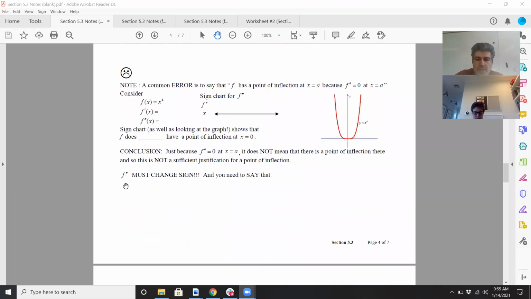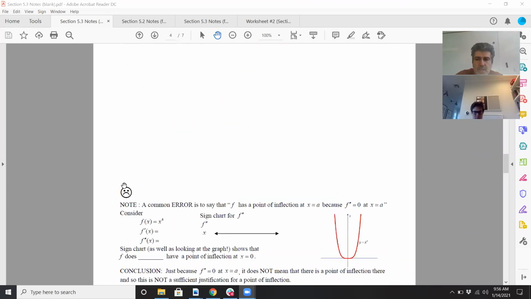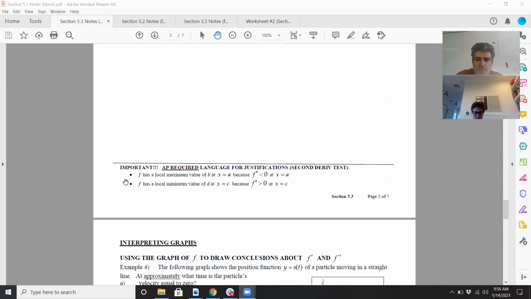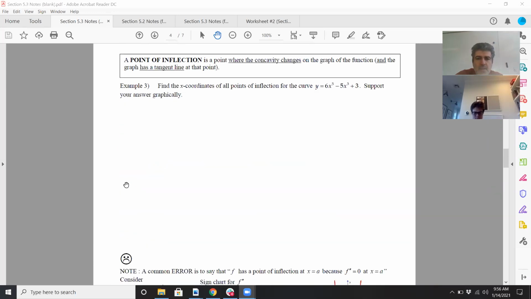Points of inflection. Let's talk about that, then do the second derivative test, and we'll take a break there. A point of inflection is where the concavity changes. So a point of inflection is when y double prime, or we'll say f double prime, just to be consistent, changes sign. You need to see y double prime change sign.